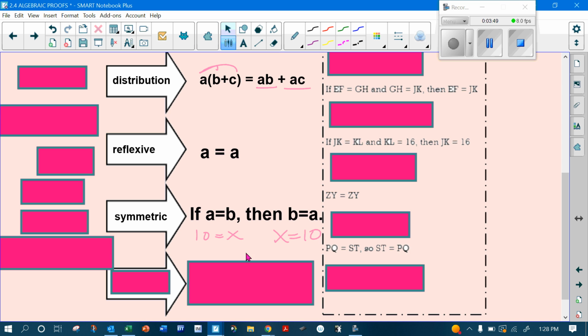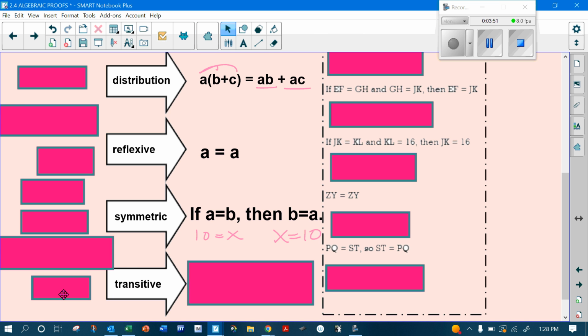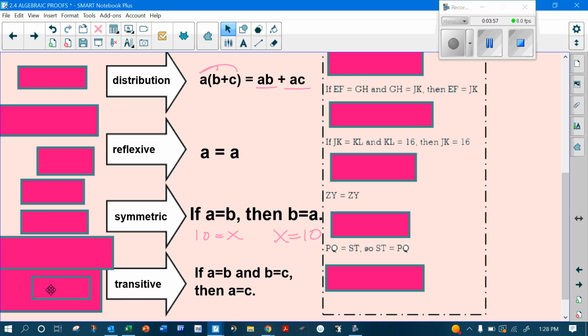And then the next property is the transitive property. It's very similar to the law of syllogism, okay? So in this property, if A is equal to B and B is equal to C, notice here that both A and C are both equal to the B. So the B is going to cancel out and you get A equals C.